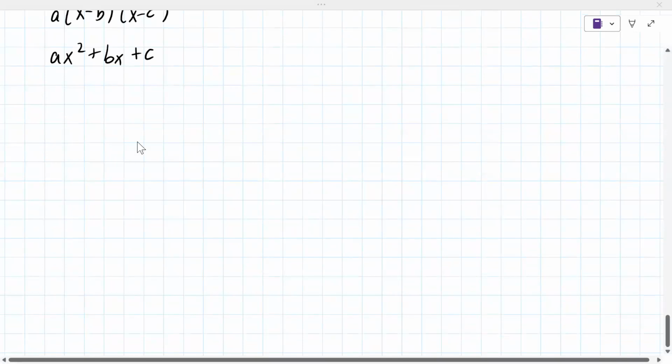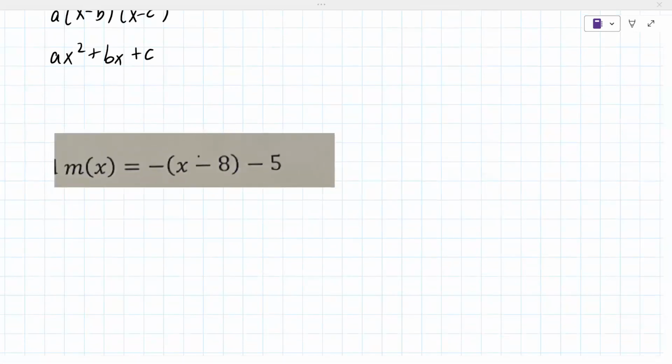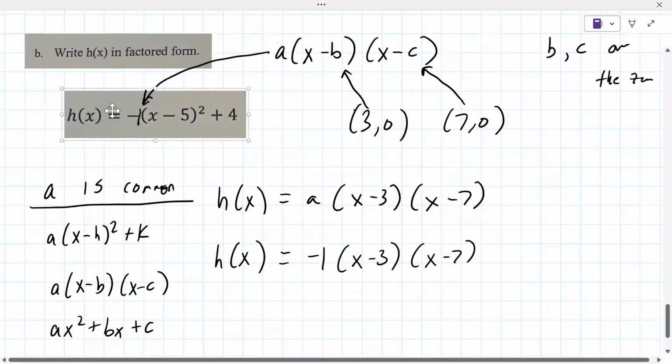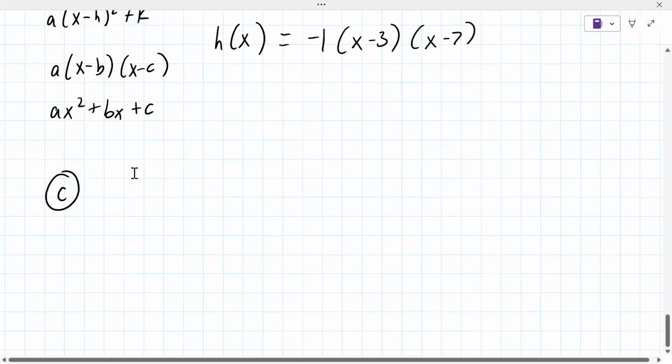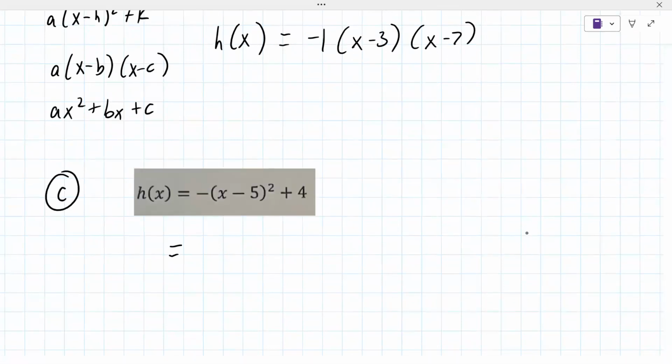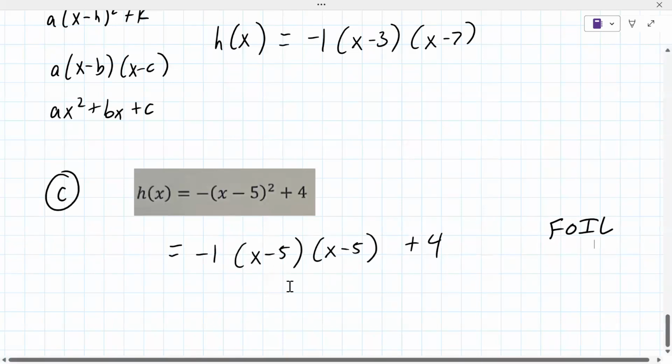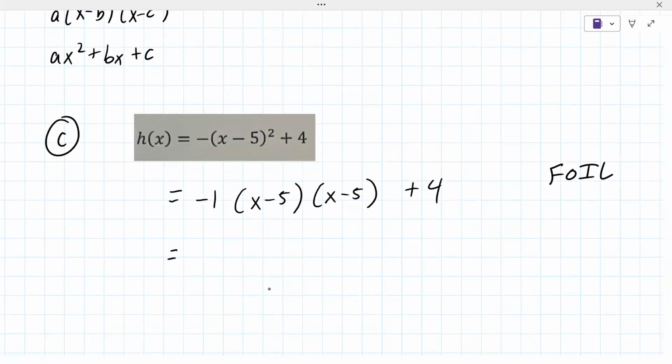All right. So part C is to write, oh, sorry, not that one. So C is to write h of x in standard form. This one you do have to then expand. Okay. So you have to write -1(x - 5)(x - 5) + 4. So do you remember how to FOIL (x - 5)(x - 5)? I remember the word FOIL, but I haven't seen it this year yet.